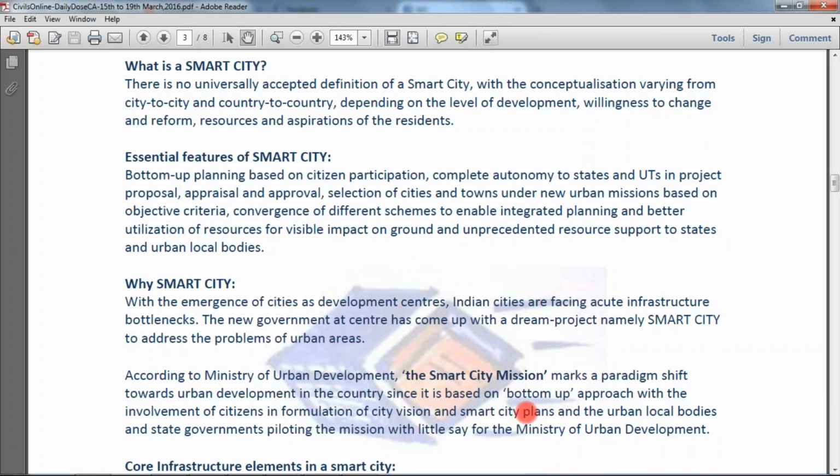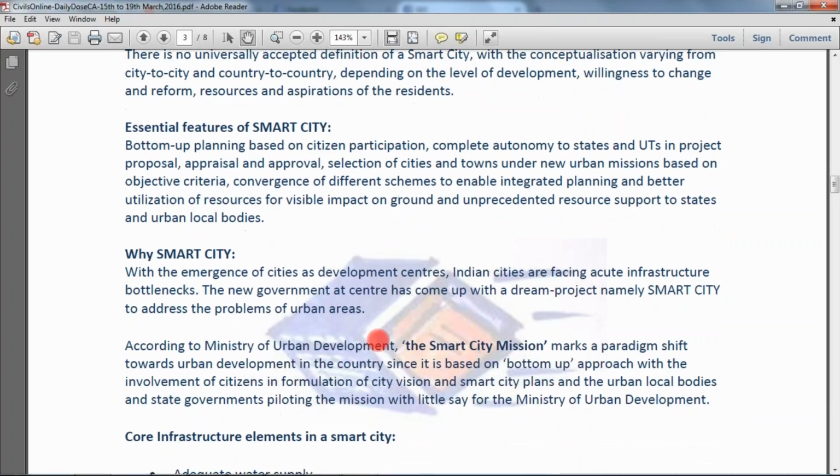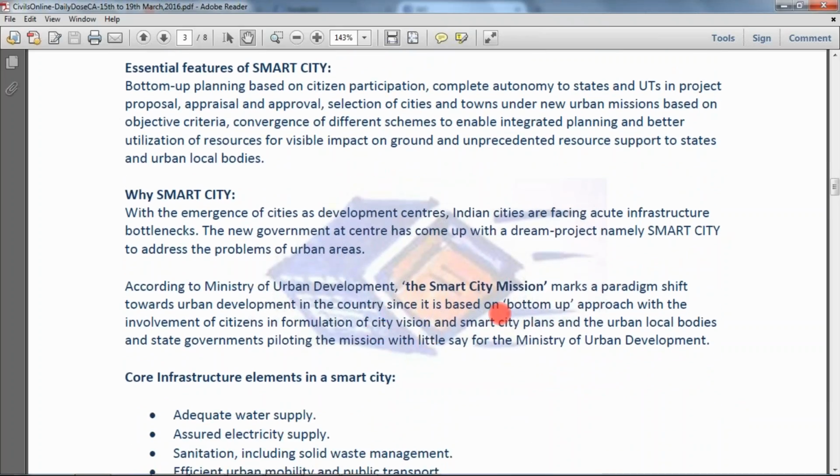This is an important term, bottom-up approach. It is completely new, with the involvement of citizens in the formulation of the city vision and smart city plans, and urban local bodies and state governments piloting the mission with little say for the Ministry of Urban Development. So it's a bottom-up approach. Very few projects had this kind of approach earlier.